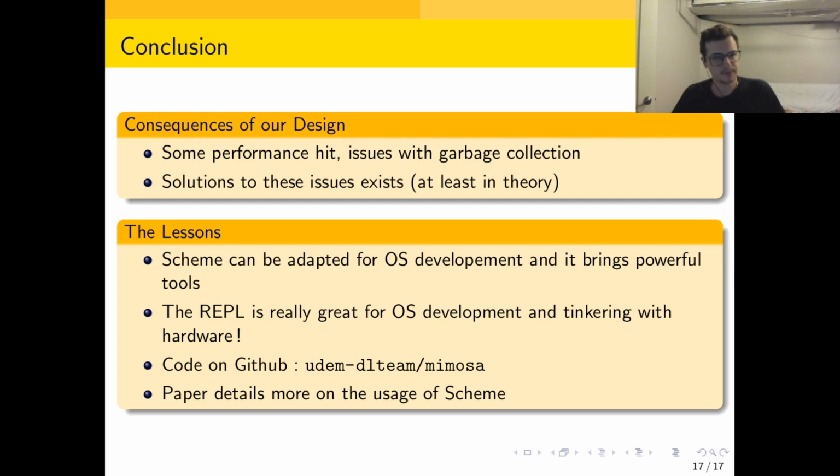So if you'd like to know more about the system, you can find the code on GitHub at the UDMDL team user or team, I'm not sure, and at the Mimosa repository. The paper that goes with this presentation details more on the usage of Scheme and how it played an important role, and how we adapted it to do the things that it doesn't traditionally do. I didn't talk about that much in this presentation, but there was some adaptation work that went into making Scheme effective for these tasks.